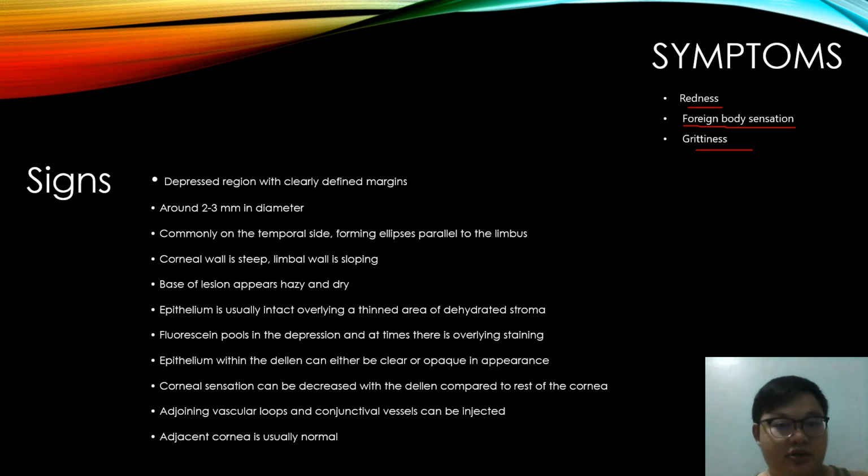The sign is a depressed region with a clearly defined margin, 2 to 3 mm in diameter, commonly at the temporal side, forming an ellipse parallel to the limbus. Like in the photo just now, the corneal wall is steep and the limbal wall is sloping. The base of the lesion appears hazy and dry, as we can see in the photo. The epithelium is usually intact, overlying a thin area of dehydrated stroma. Fluorescein pools in the depression, with overlying staining.